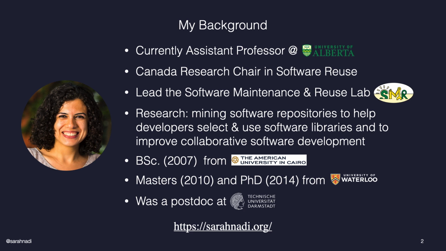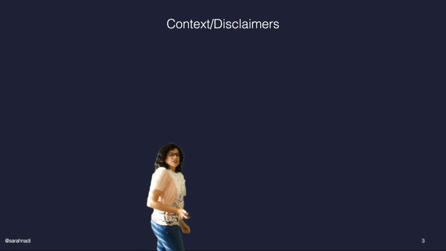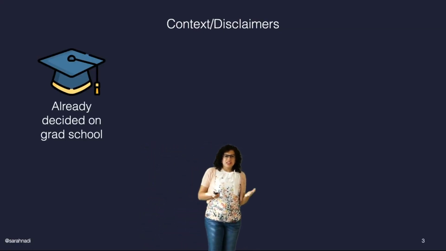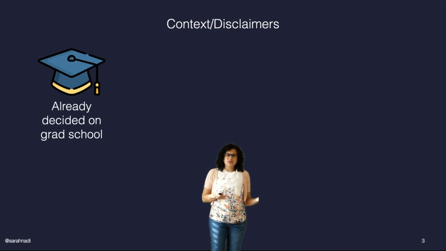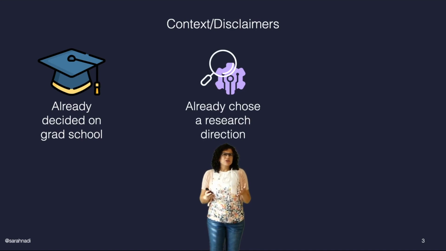That brings me to a couple of context and disclaimers I want to make before we jump into the talk, just to give you a bit of context about what to expect here. In this talk, I'm assuming that you've already decided on pursuing graduate studies, so I'm not going to try to convince you that that's a good thing to do. I also assume that you've chosen a research area, so I'm not going to discuss how to find a good supervisor or how to select your research area. For example, you've decided I want to do software testing or I want to do mining software repositories.